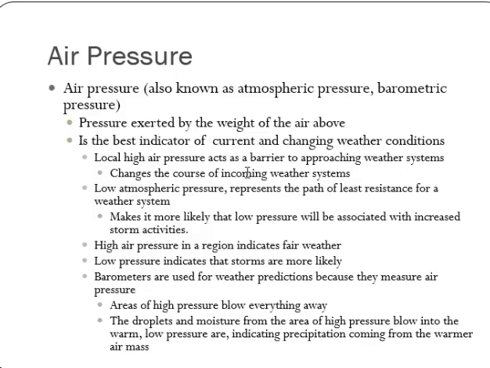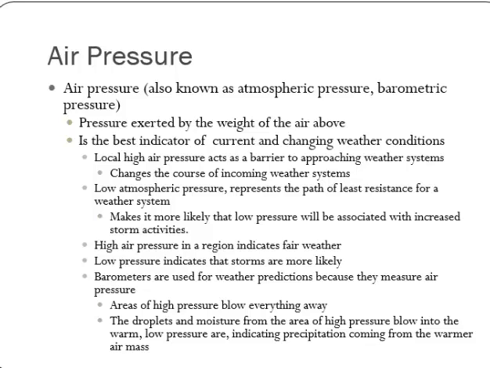The best indicator of current or changing weather conditions is pressure. High pressure acts as a barrier to approaching weather systems. If we're sitting in an area with very high pressure, well then storms that are coming towards us are going to be blown away. Wind goes from areas of high pressure to areas of low pressure because high pressure blows. There's a lot of air movement, and so it moves towards areas of low pressure.